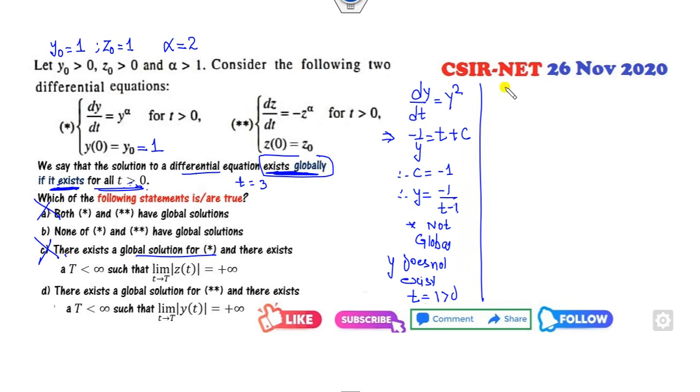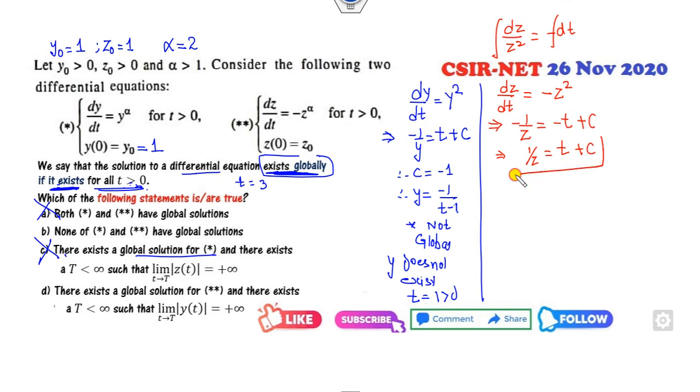Second part. dz over this, alpha I have taken as 2. So this will be minus 1 over z is minus of t plus c. This I have written like z square is minus, then I have to integrate them. So minus I can cancel out. It is 1 over z is t plus c. Okay, minus c again I consider as c. Now z0 again I consider as 1. So what is the value of c? C is my 0. Fine.